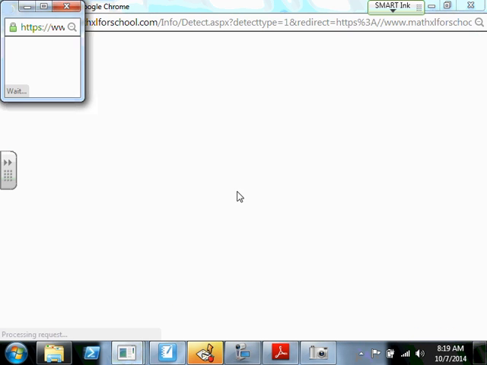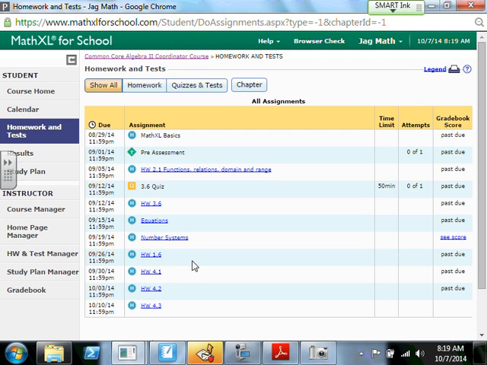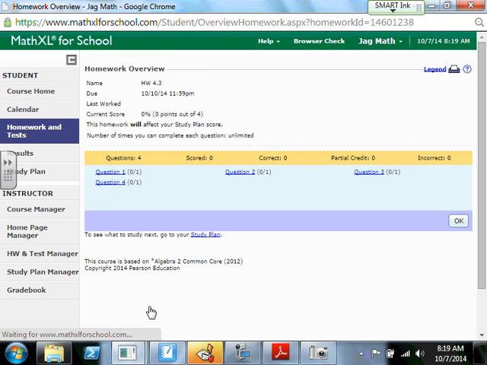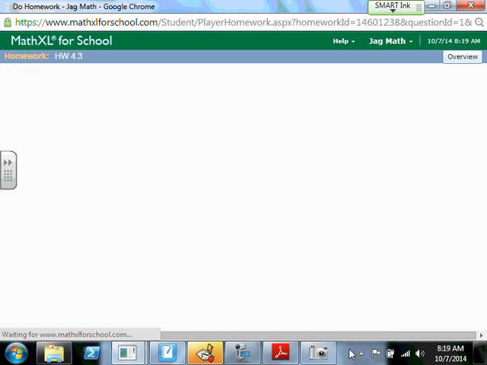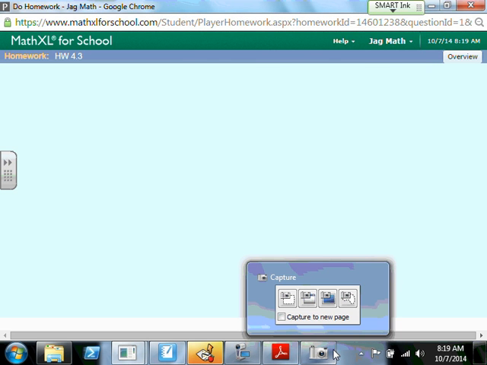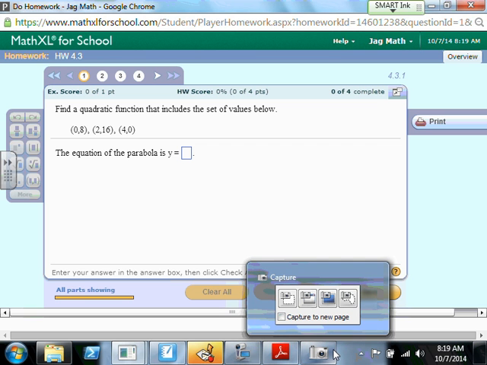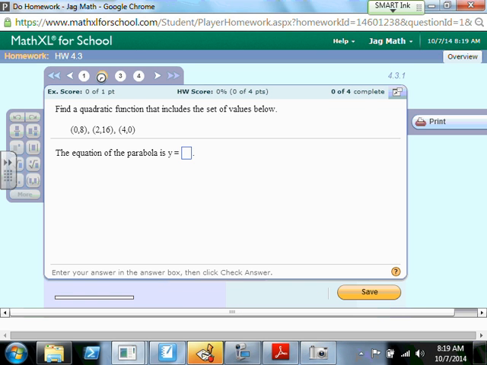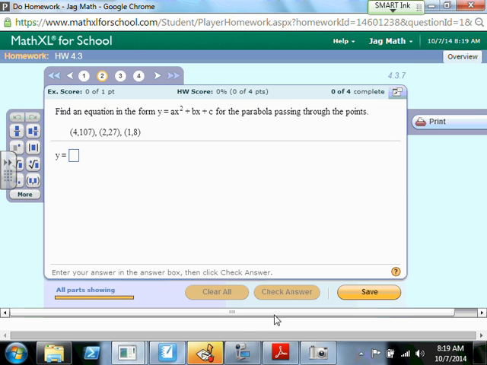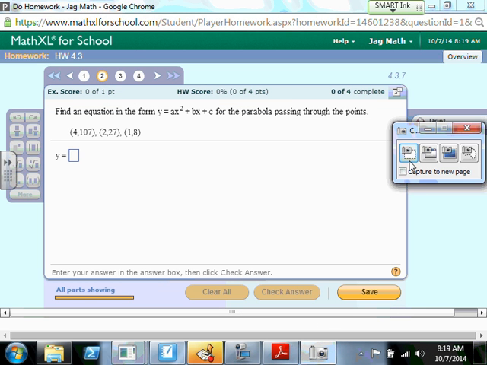I'm looking at my Algebra 2 homework, and this is Chapter 4, Section 3. It's due on the 10th. I'm going to question number uno. Your number 1 is probably going to be different than my number 1. Oh my goodness. I can't believe it. They did it again. So I'm going to go to number 2 instead. Sorry, I'm going to number 2.